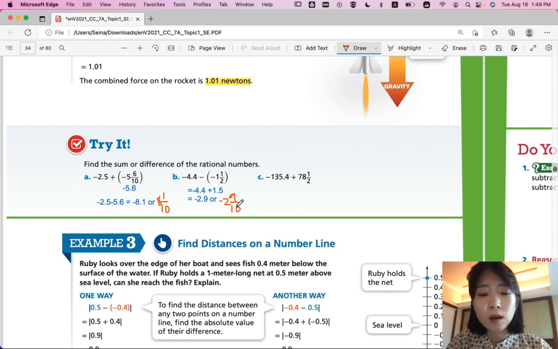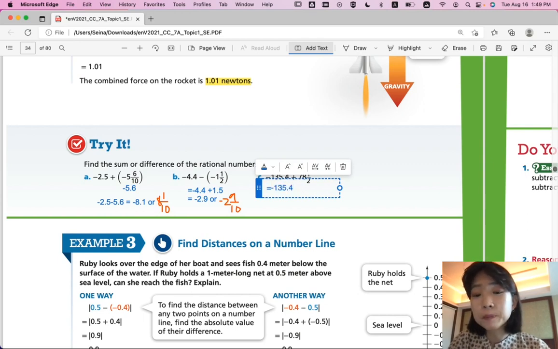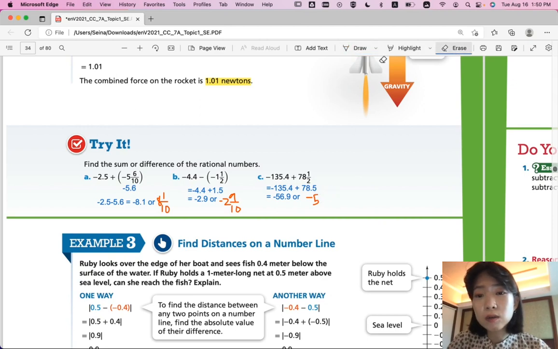Alright, part C. Negative 135.4 plus 78.5. You can change this into a decimal as well. Negative 135.4 plus 78.5 should equal negative 56.9, or negative 56 and 9 over 10.